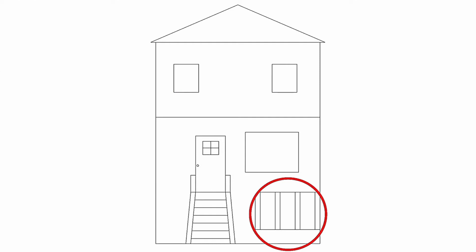This shows where the cripple wall is located on a house. Notice where the top of the stairs are. This is where the floor is located. So between the foundation and this floor, there's a short wall called a cripple wall. This is the area where all retrofitting takes place.